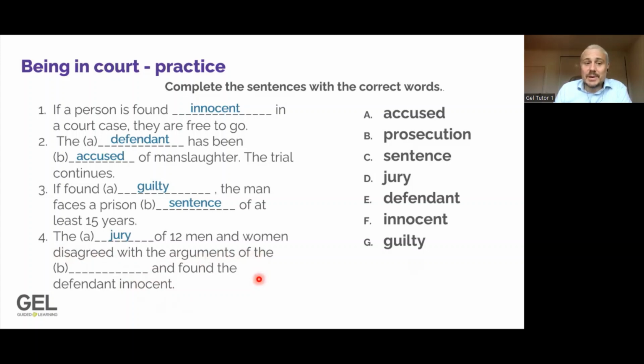Look at the last question below the video and choose the correct letter to complete sentence number 4. The answer here is prosecution. Remember, the prosecution is the group of lawyers who argue the case for the police. In this case, the defendant was found innocent, so the jury disagreed with the police and the prosecution.